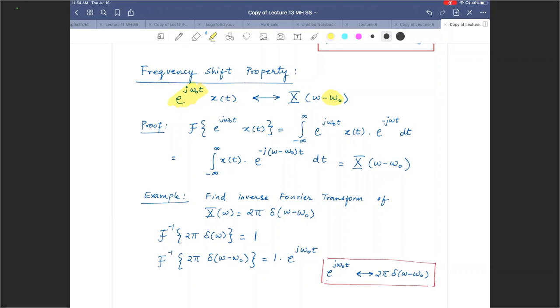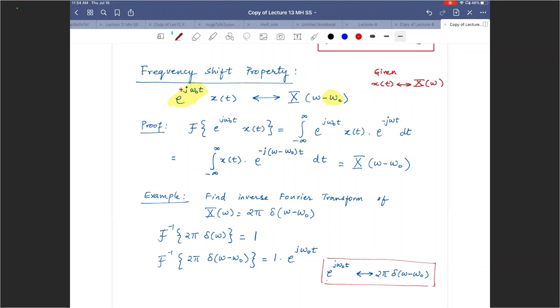So let's try to prove this frequency shift property. If I shift in frequency, I change the time function by multiplying it with e to the plus j, right? Earlier you had a minus j. Now you have a plus j. Omega naught is simply the amount of frequency shift times t. This is also given: x of t, the Fourier transform of that is X of omega. So given that, when you shift in frequency, you multiply by e to the j omega naught t.